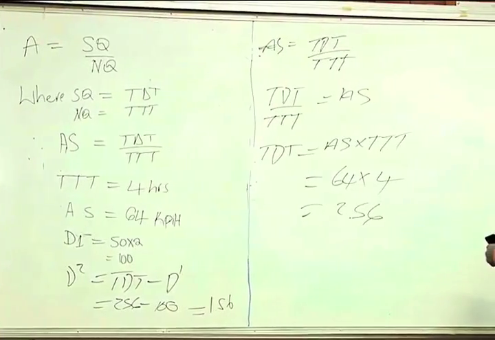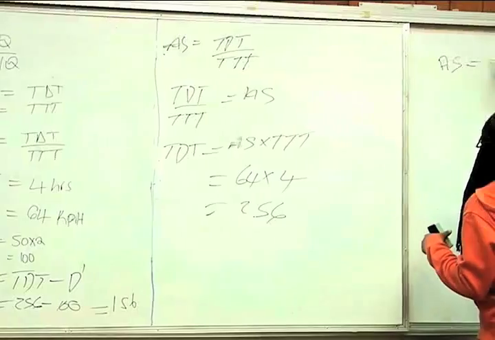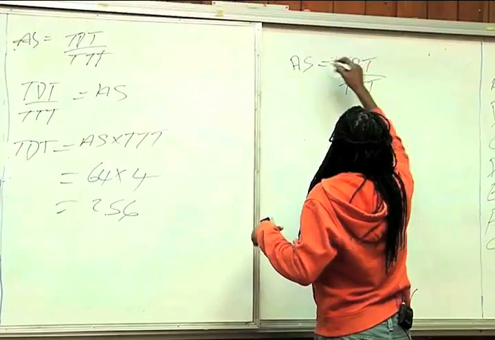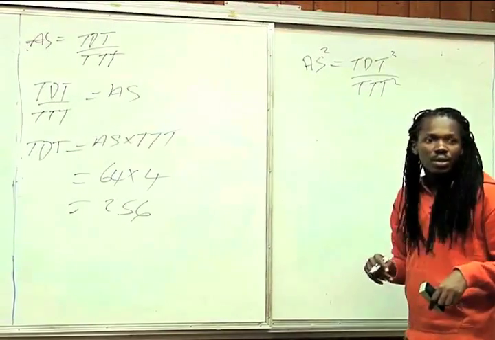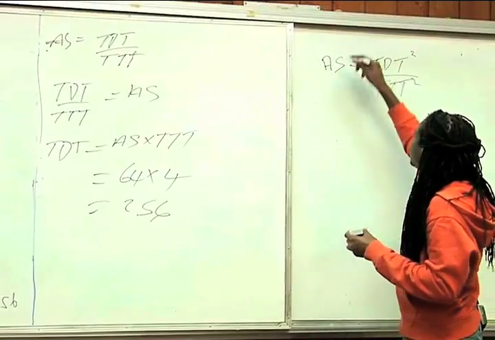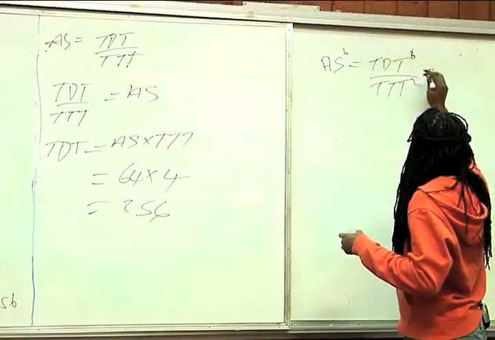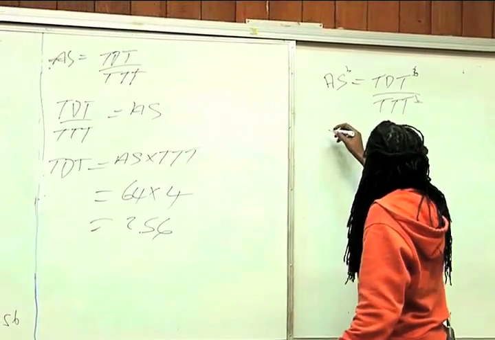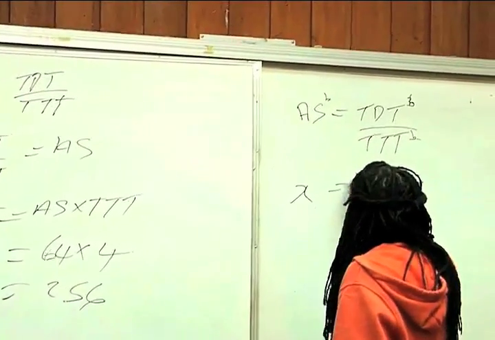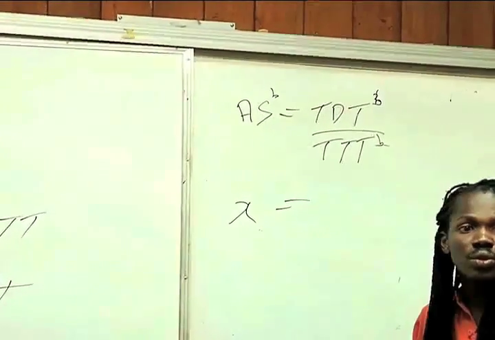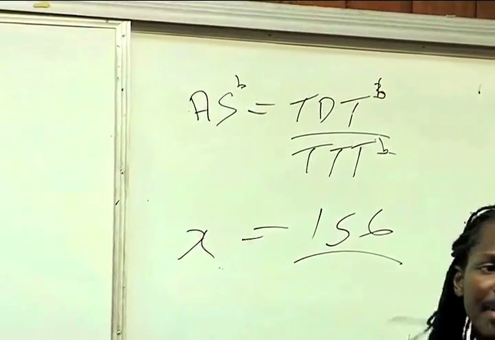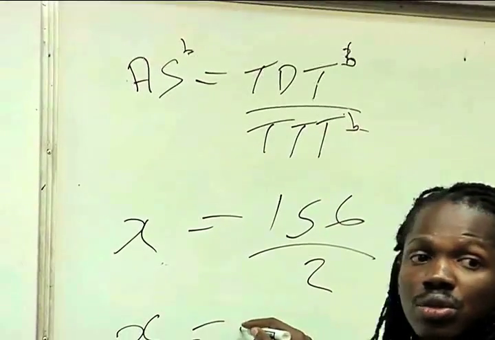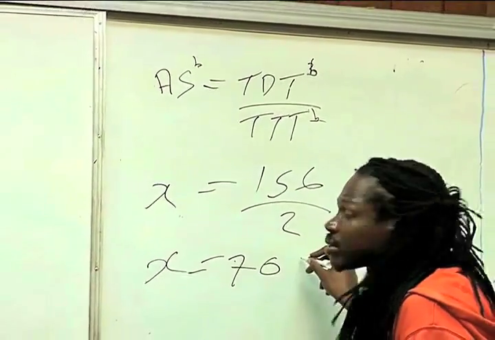So, average speed equals total distance traveled over total time traveled for distance 2. Now, what is the average speed? What's the total distance traveled in 2? 156. What's the total time taken? 2 hours. So therefore x equals 156 divided by 2. 78? 78 what?